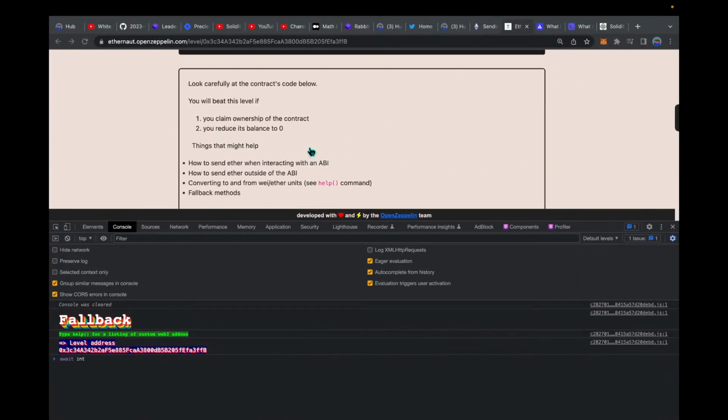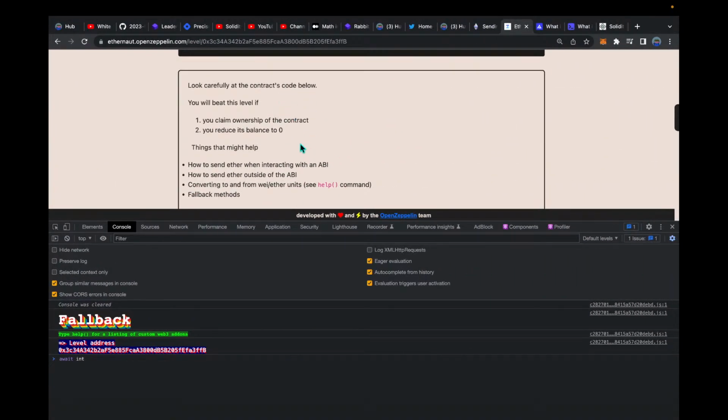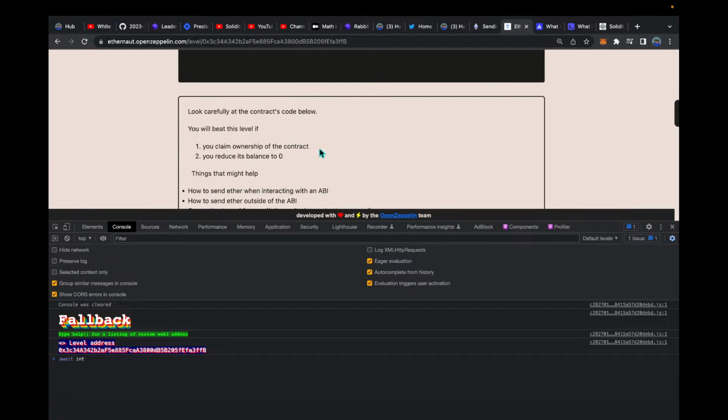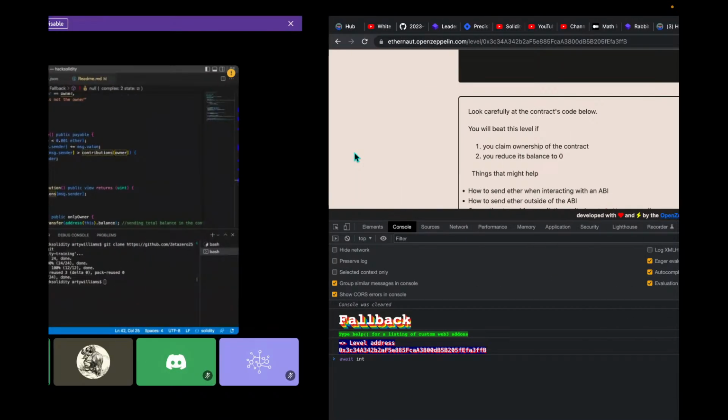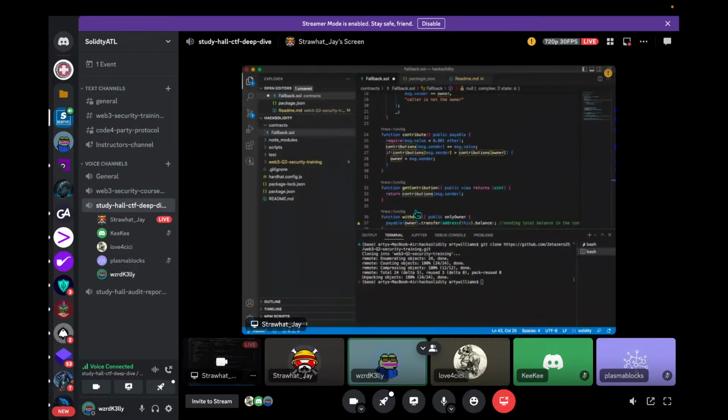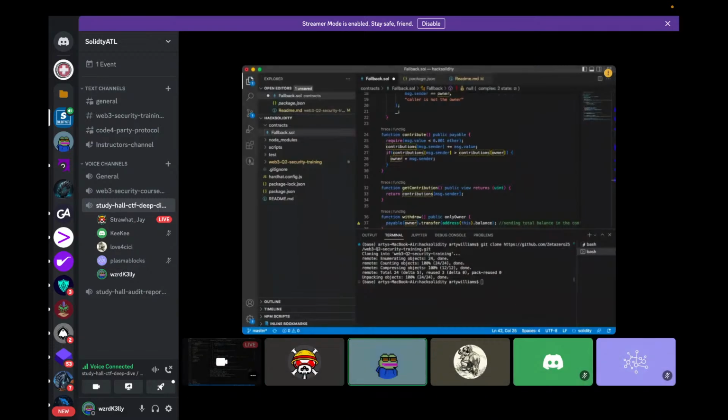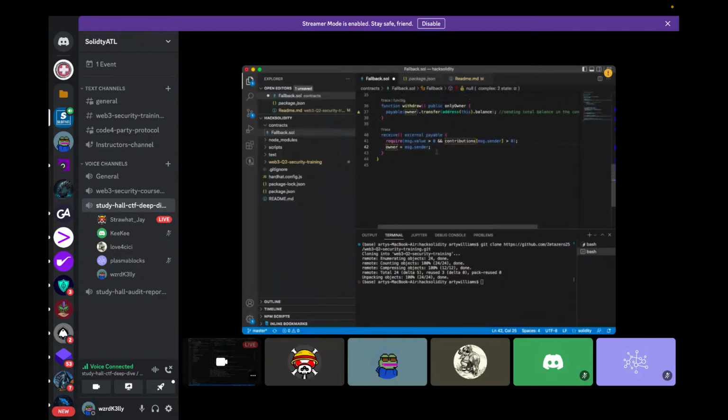So if we read the Ethernet, it says you will beat this level if you claim ownership of the contract, you reduce this balance to 0. So what you're trying to do is figure out how to claim ownership of this contract. And in that first case, contribute, it looks like that's a dead end. It's impossible to send 1,000 ether. So what is another way that owner is being set to a new person or to whoever tries to do it?